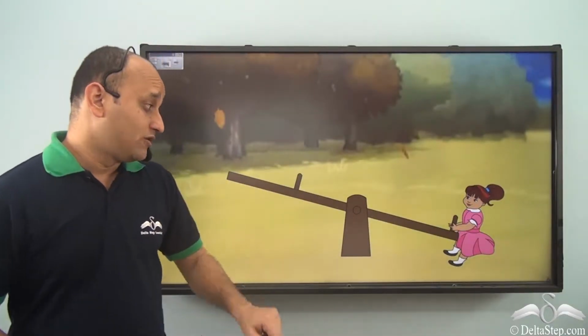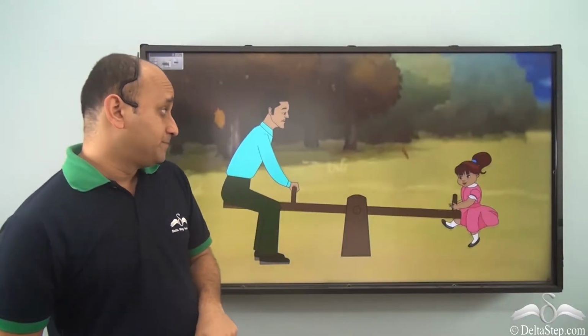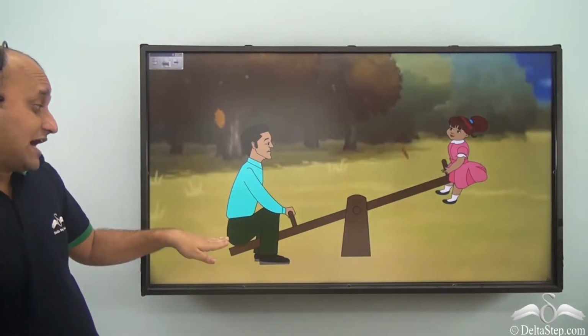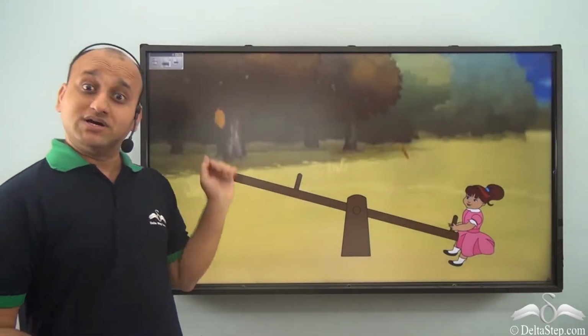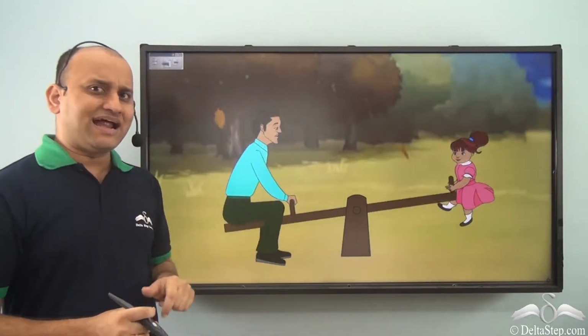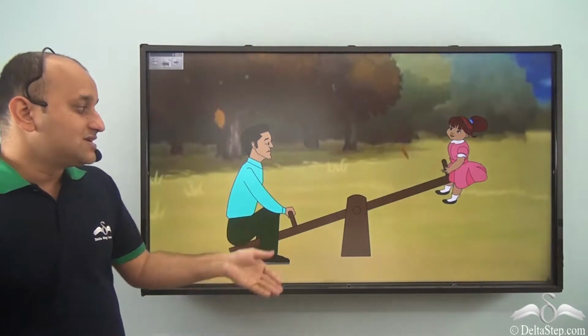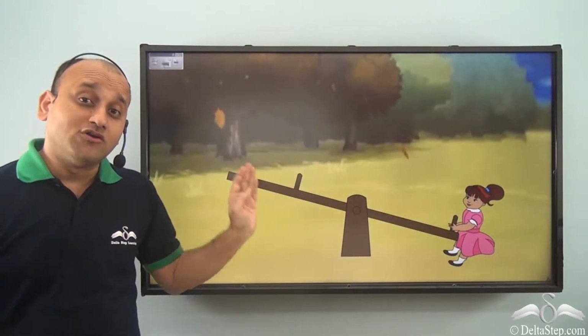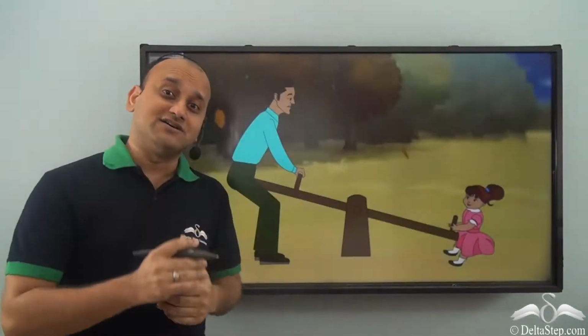Samira sat on a seesaw and the seesaw bent towards her. But as soon as her father sat on it, the seesaw bent towards him and Samira went up. So why did that happen? Well, that's because the seesaw will always bend towards the heavier side.